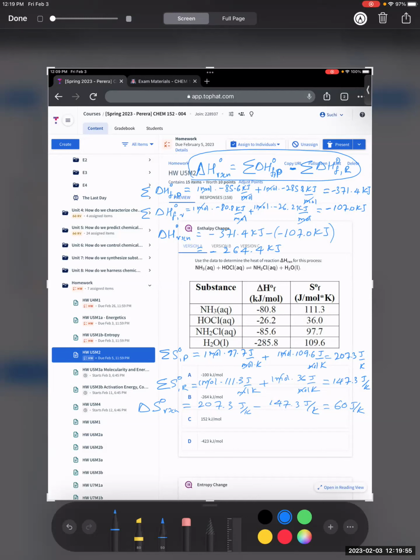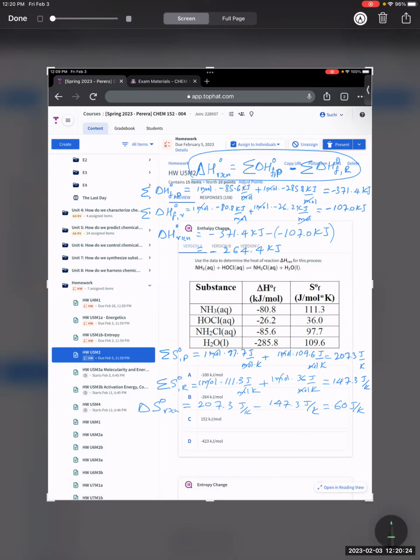And now what we can do is use this to calculate the delta G for this reaction, the change in standard Gibbs free energy at the temperature given in the question, I think 100 degrees Celsius. Now let's do that using a different pen. All right, let's do delta G. So delta G reaction is delta H reaction minus T delta S.